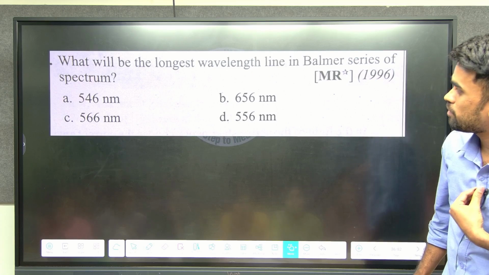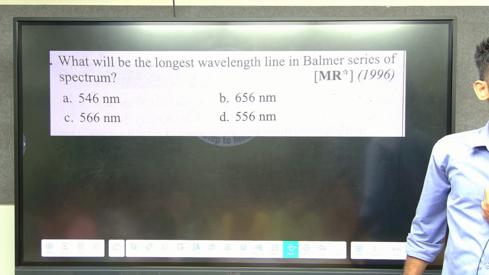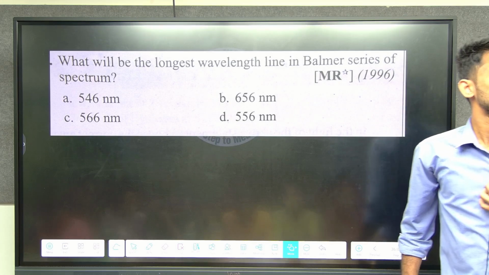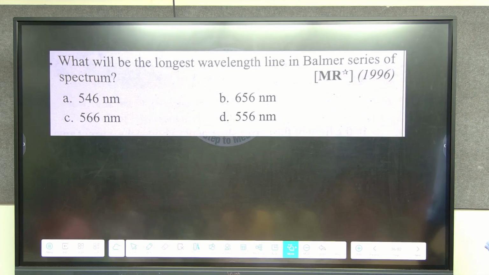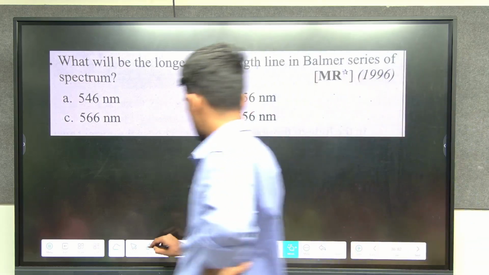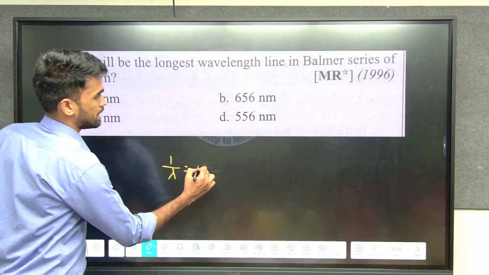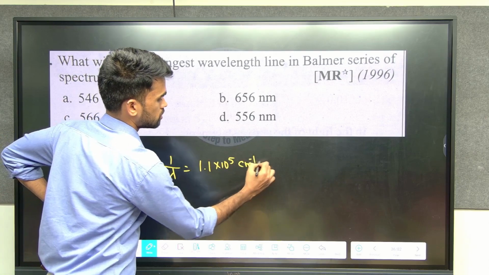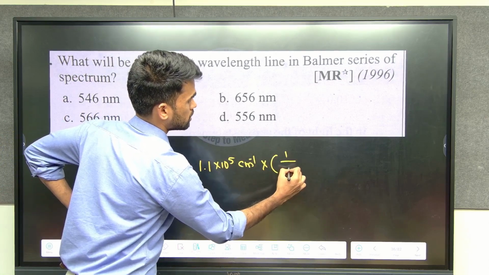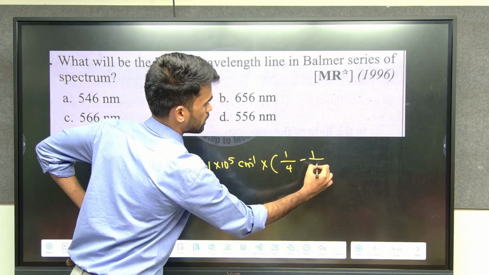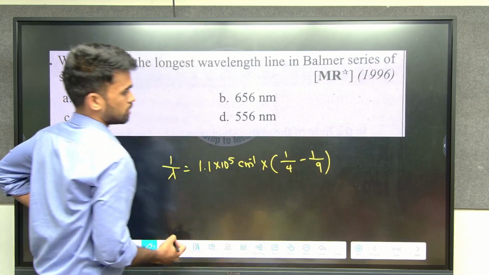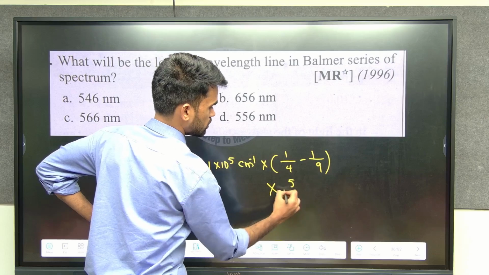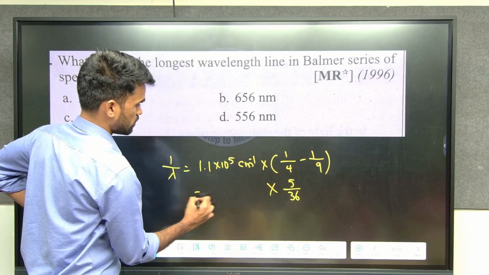D, how many of you got D? So 1 by lambda equals RH, the RH value, into 1 by N1 square minus 1 by N2 square. That gives 5 by 36.